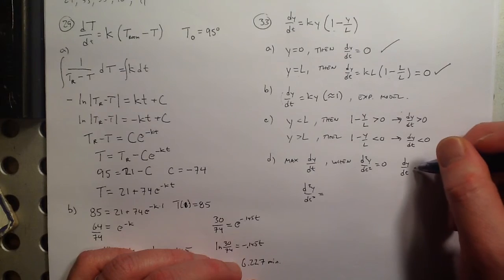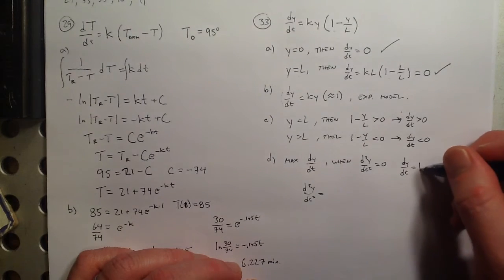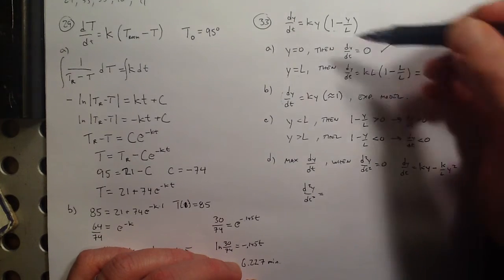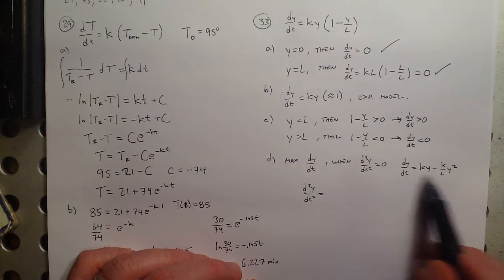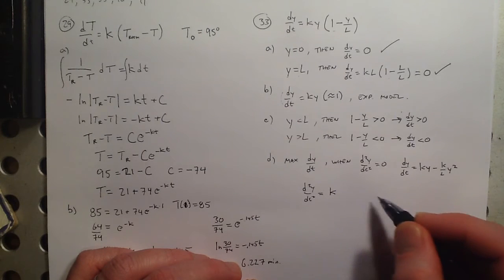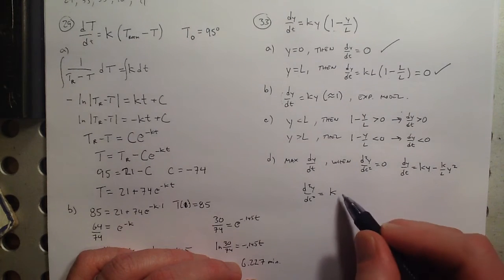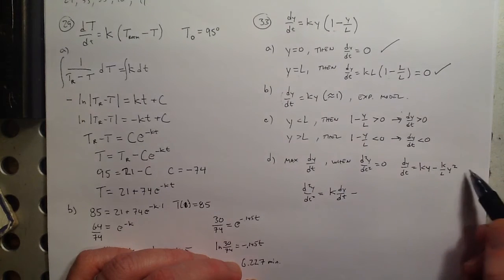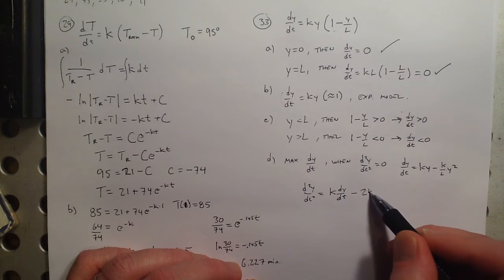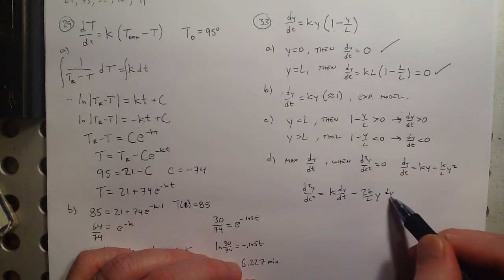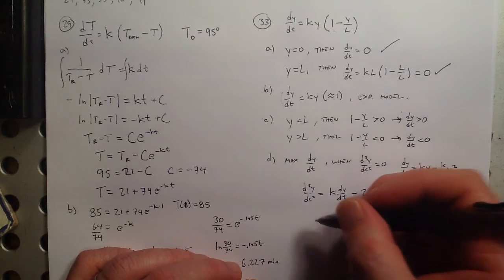It's going to be a little bit easier to take that derivative if I distribute this. So that's ky minus k over L y squared. Just distributing that through there. And now I'm going to take the derivative. So the derivative of ky is k, right? But y is not the variable on the bottom here, so that means a dy dt pops out, like implicit differentiation. And same thing here. Derivative of this is minus 2k over L y times dy dt.